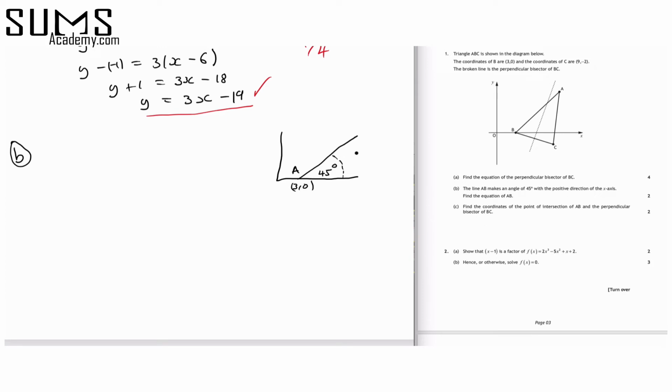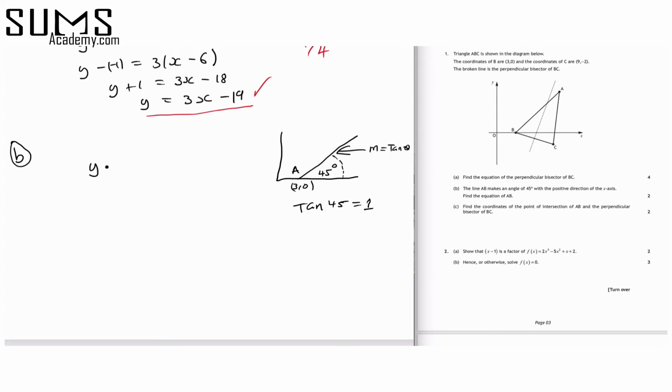This is 45 degrees. Well, the relationship that you should know is m is equal to the tan of the angle, and that gives you the gradient of that line. And tan 45 is 1. Okay, now we have a point, so we can just sub this in.